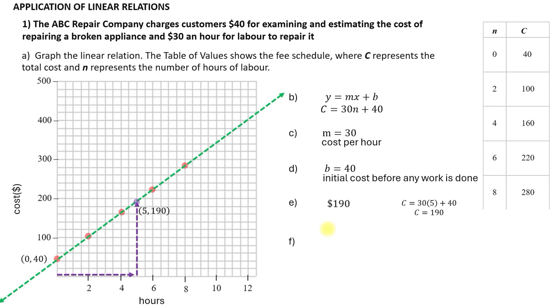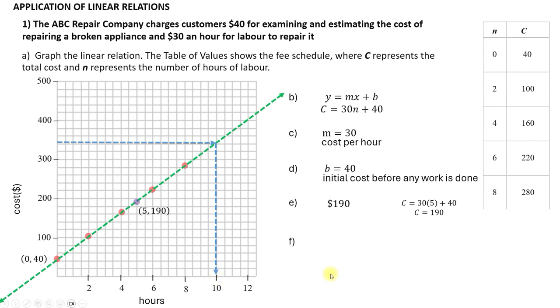Question F also says by looking on the graph, how many hours of labor were required to repair an appliance if it costs $340? Well, now we do it a different way. We go up to the 340 mark on our cost. We travel directly horizontally across the graph and then directly down, and we see that if something's going to cost $340, it would have required 10 hours of repair time.